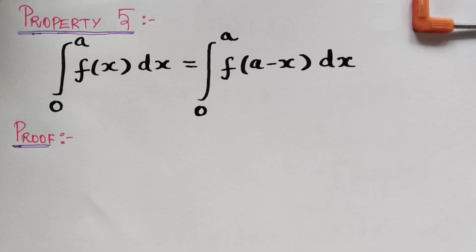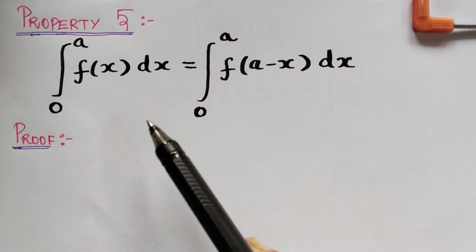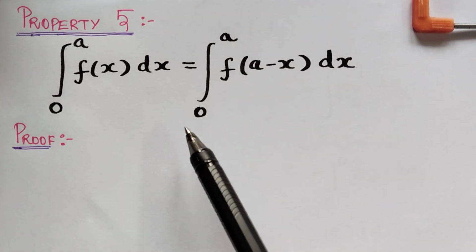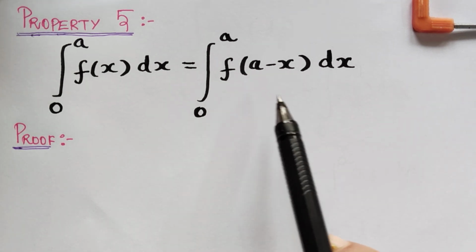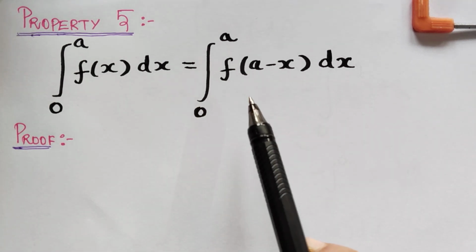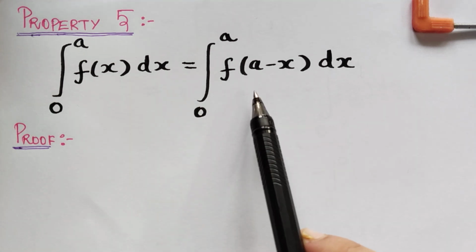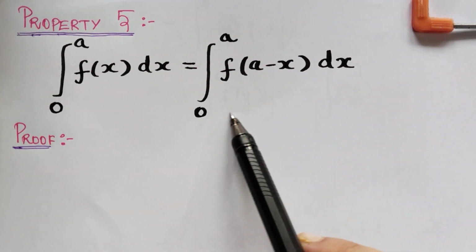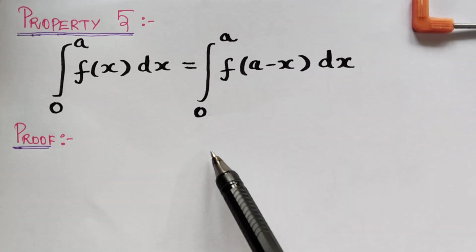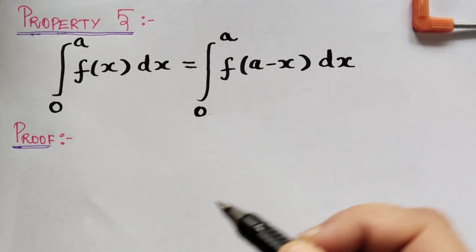So here we have the last property of this video lecture, which is property 5, which is also one of the very significant properties that simplifies the definite integral problems, and it is applied in solving various problems. Now we shall prove this property. So the idea of the proof will be, we will consider the right hand side, we will solve it, and we will bring the left hand side from it. So that we are going to do.